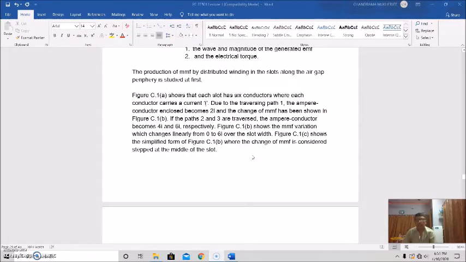Now this MMF production by distributed winding in the slots along the air gap periphery will be discussed first. Then we'll go for the other topics of this MMF distribution.